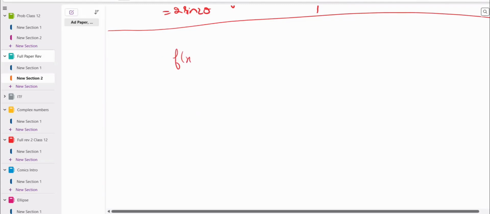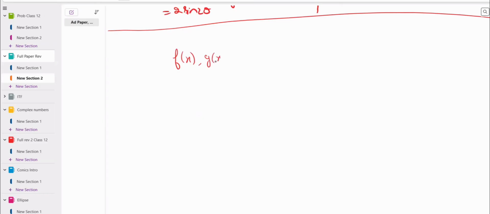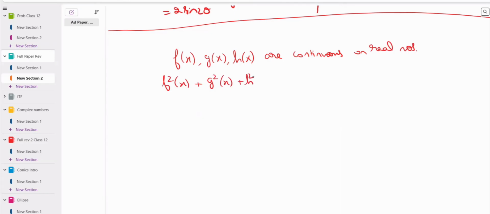Given three functions f of x, g of x, h of x, and said these three functions are continuous on real numbers, and given that f square of x plus g square of x plus h square of x will be less than or equal to 9.